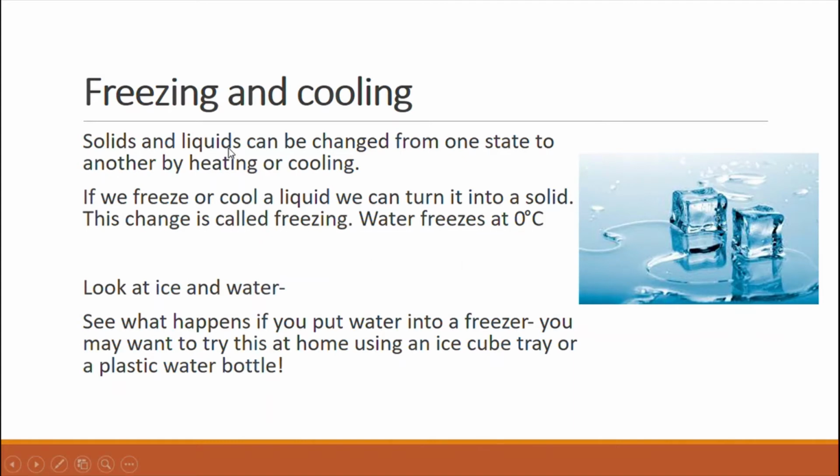Now, some important words we're going to need today are freezing and cooling. So solids and liquids can be changed from one state to another by heating or cooling. If we freeze or cool a liquid, we can turn it into a solid. This change is called freezing, and water freezes at 0 degrees Celsius. So if you remember on cold, frosty days, you'll notice sometimes that puddles and things are frozen, and that is because liquid, which is our water, has been cooled below a temperature and has frozen. So it's gone from being a liquid state to a solid state.